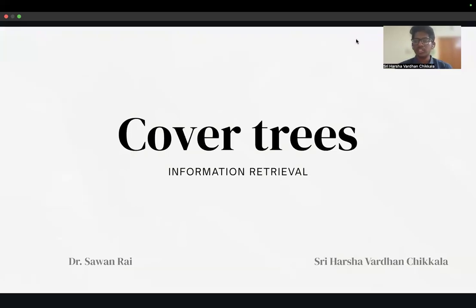Hello everyone, this is Srihashwardhan. I'm a fourth year computer science and engineering student at SM University AP, specialized in big data analytics. Today, as part of information retrieval course, let's try to understand cover trees.